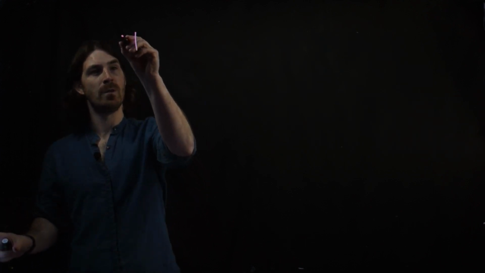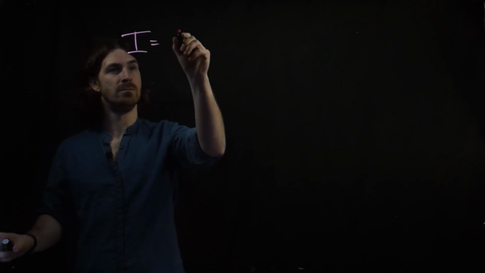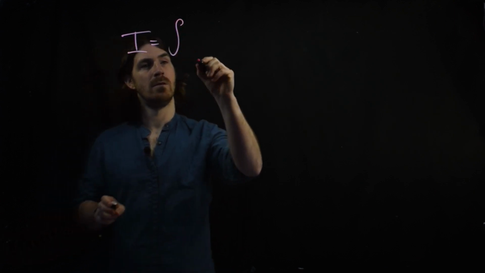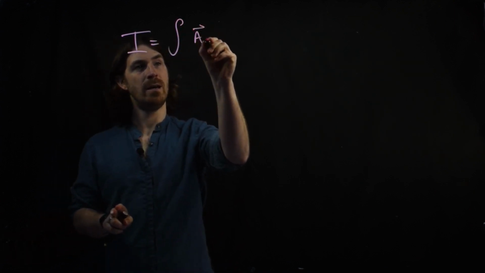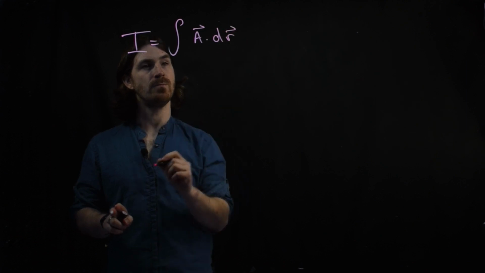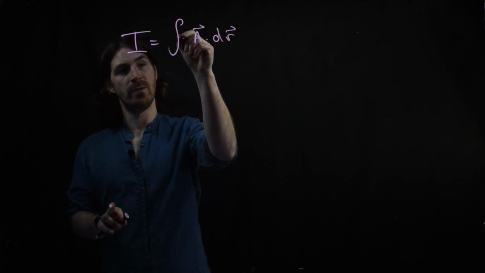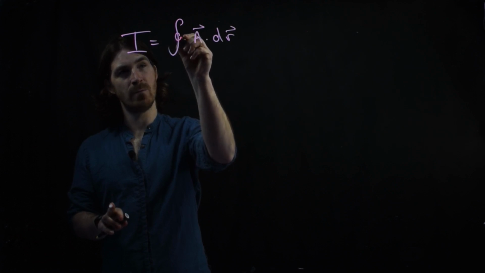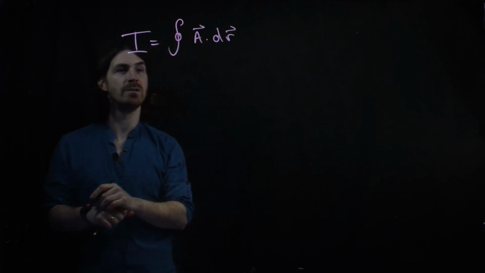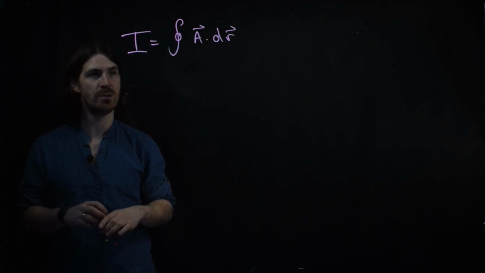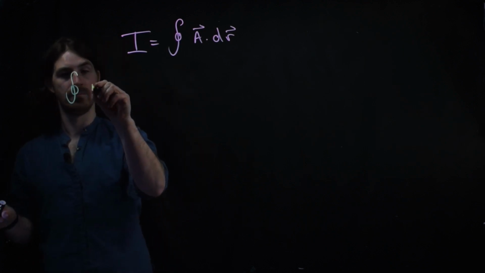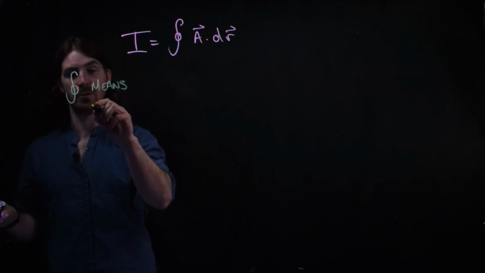And it connects a line integral. So here's a line integral of the second kind, A dot dr, around a closed curve. So if it's a closed curve, we put this little circle on the integral sign to denote that it's closed. It means integral around the closed curve.